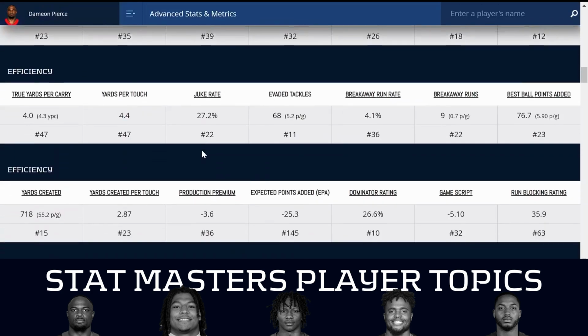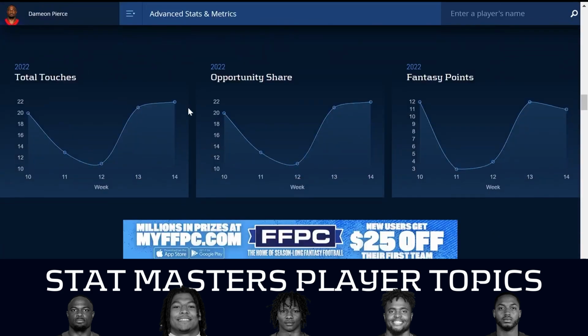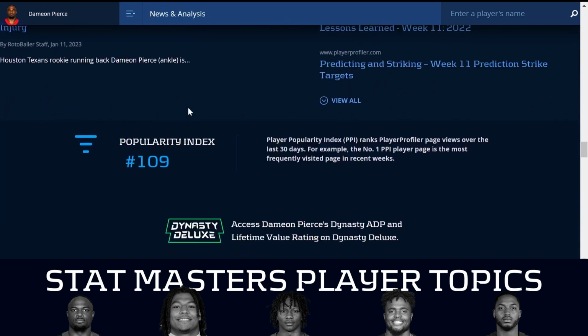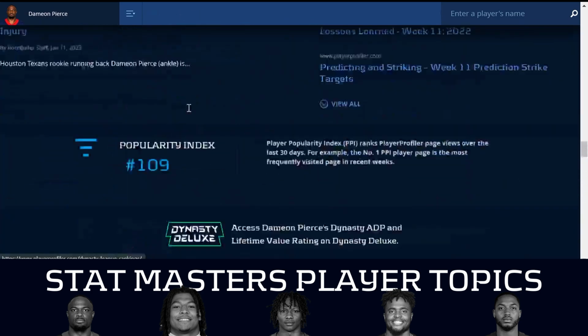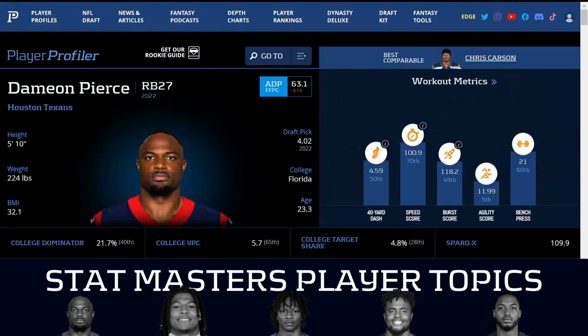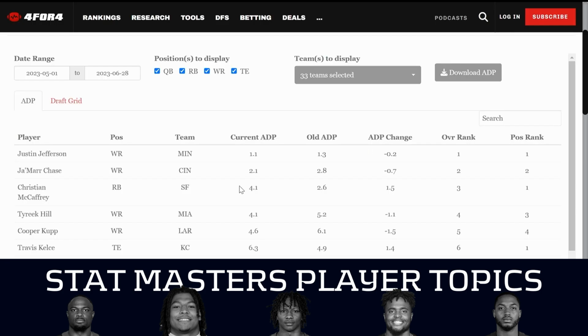And Player Profiler does have a tool that shows you change in average draft position over time, but it's really only one player at a time, and I just kind of want to get a broad look at all of them. So I'm going to use the 4for4 tool today. And there's been a lot of change. So we're going to look from May 1st to just after the NFL draft until today. I figure May 1st because that's going to give you the truest look of how ADP finalized just as the NFL draft happened, and then the change over the last 2 months.